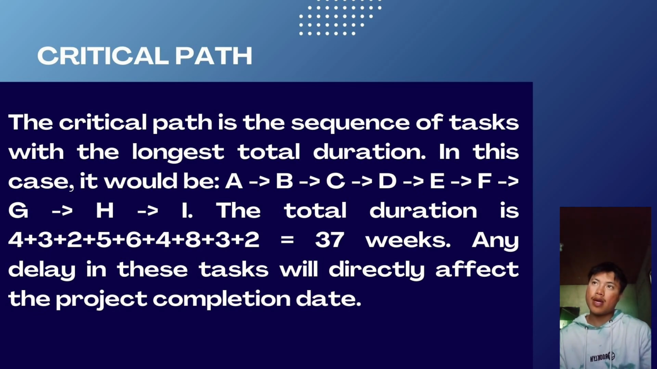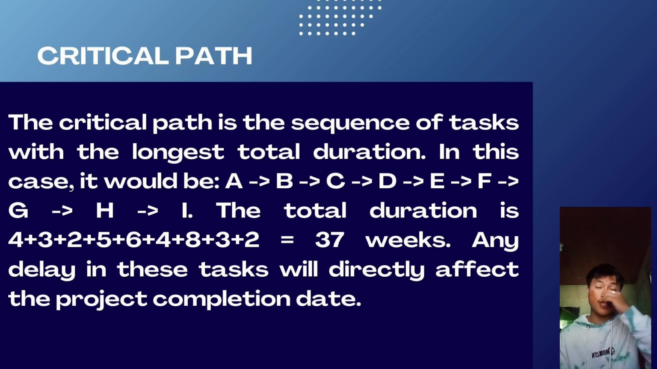So there's a critical path and a non-critical path. The critical path is the sequence of tasks with the longest total duration. In this case, it would be A to B to C to D to E to F to G to H and to I.